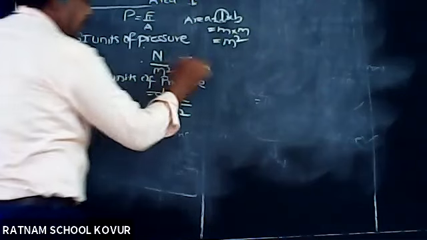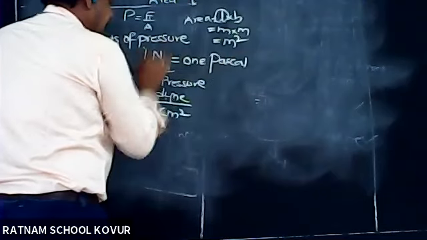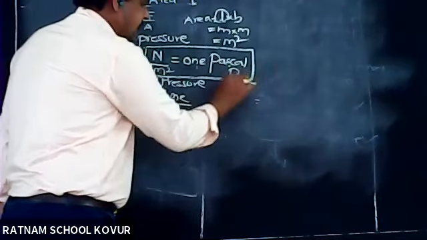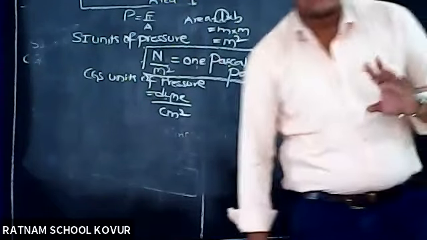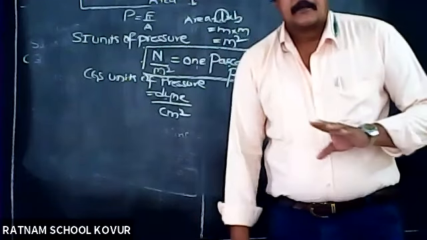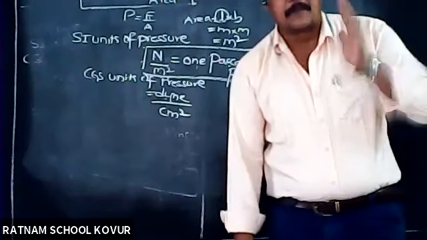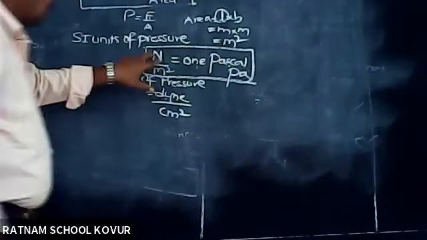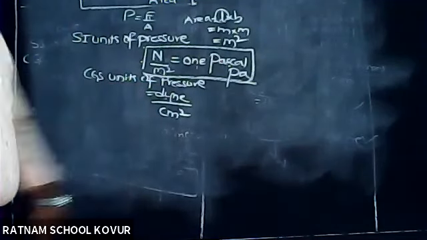And this Newton by meter square is called 1 Pascal. Pascal is the name of the physicist. You can also write Pa. Just like we have kept the SI unit of force as Newton, since Pascal discovered Pascal's law, which is related to pressure, we have kept the SI unit of pressure as Pascal. So 1 Newton by meter square is equal to 1 Pascal. CGS unit of pressure, dyne by centimeter square.